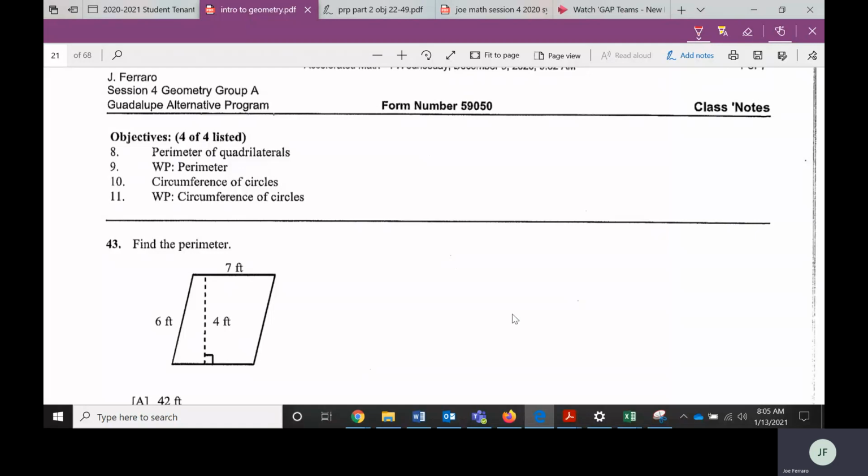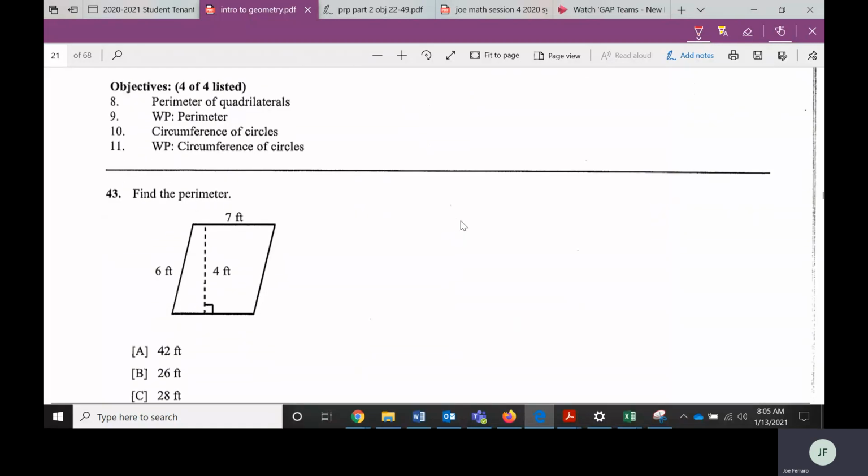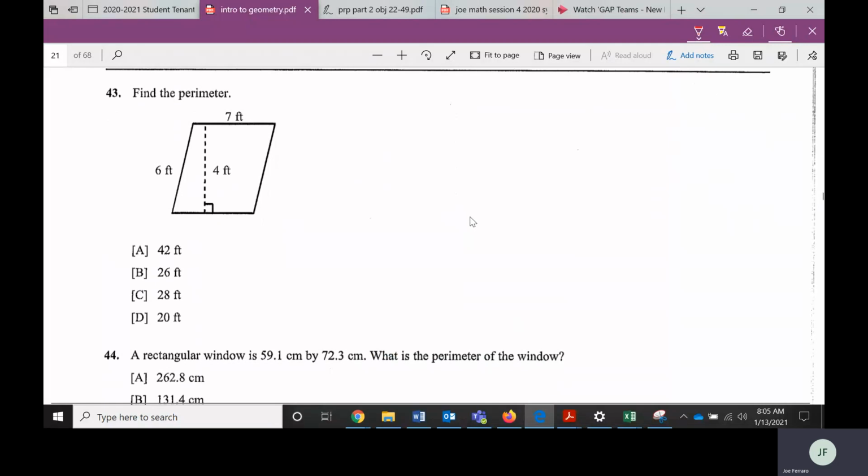Grab your packet. If you don't have your packet, hit pause, go grab your packet, and turn to this page that starts with objective 8. So it's objectives 8 through 11. We're going to be looking at perimeter of quadrilaterals and circumference of circles. We have a little bit of notes to take in the beginning here, and we're going to look first at perimeter of quadrilaterals. Quadrilaterals are just four-sided figures. So we're going to take just some quick notes here.